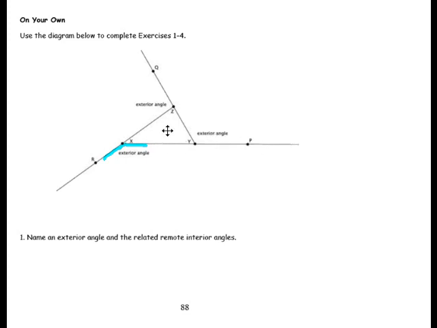So the interior angles, we already know the sum of the interior angles, this angle plus this angle plus this one, will equal 180 degrees. So the focus of today's lesson is to learn about exterior angles and their related remote interior angles.